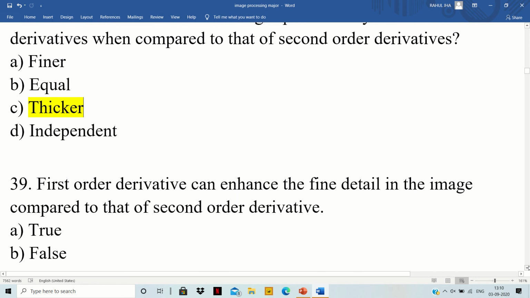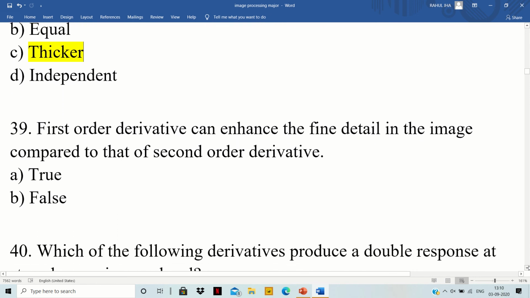First order derivative can enhance the fine detail in the image compared to that of the second order derivative. No. The right answer will be, if we perform the second order derivative, it will enhance the fine detail in the image. If we are comparing with second order derivative, no. Second order derivative will come with some more features. So that's why this is a false statement.